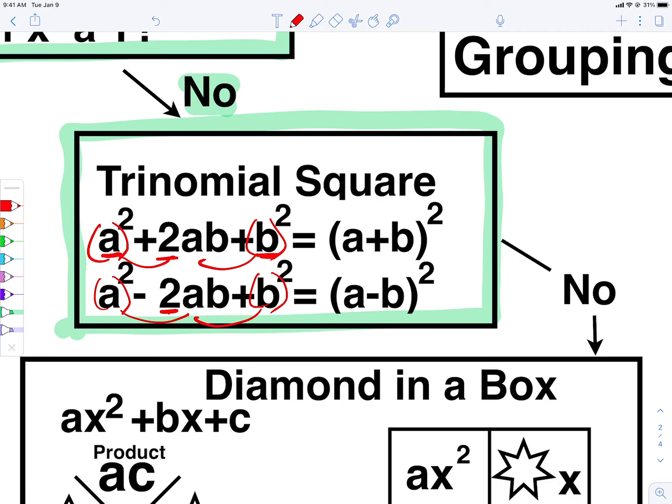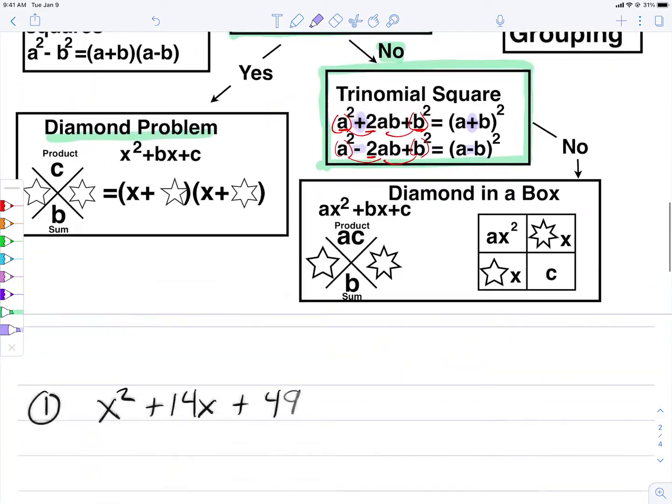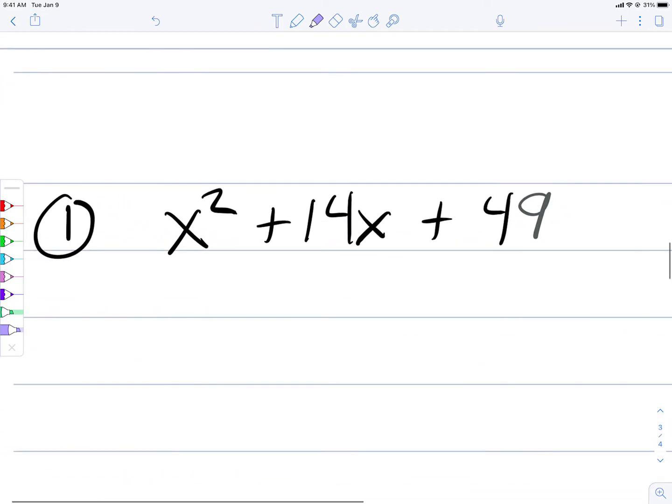Now there are two possible answers on this because it depends on if the middle term is being added or subtracted. That middle term tells you in your answer if it's a plus or a minus binomial. So let's actually try this one. Let's practice this. Well, this could be done as a diamond problem. I'm not going to do it as a diamond problem. I want to show you it as a trinomial square.